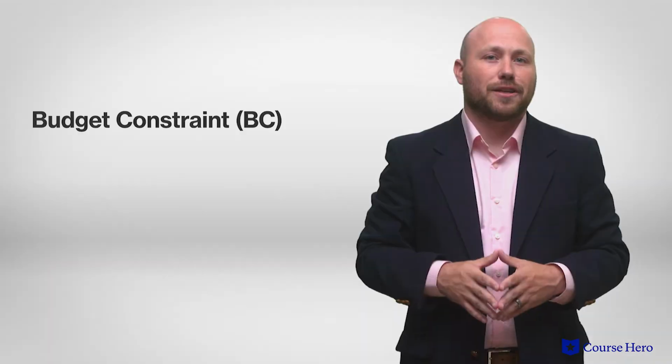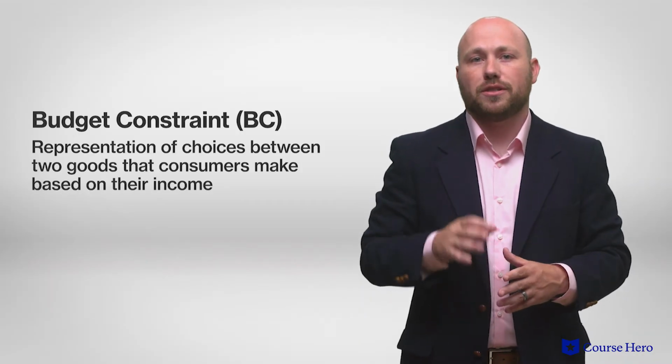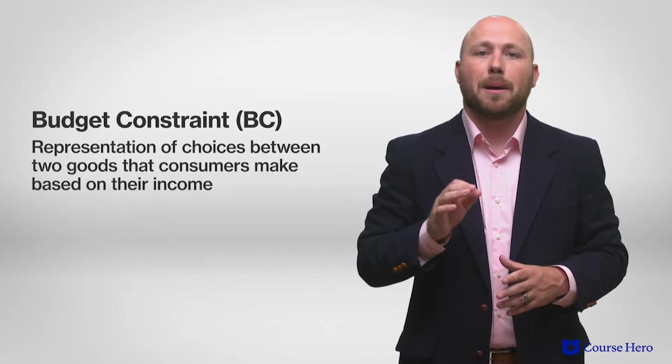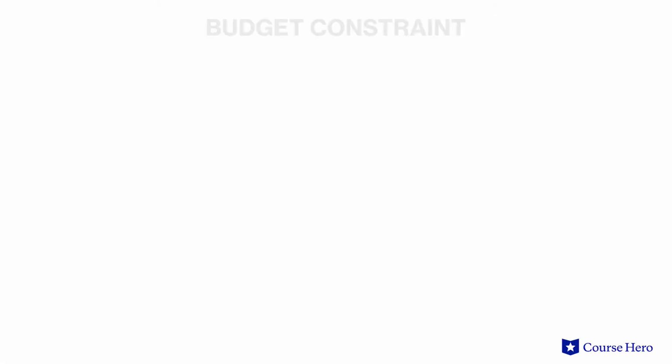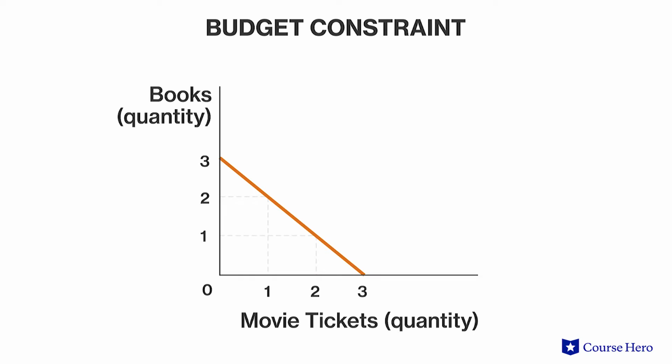A consumer's budget constraint is a representation of the choices between two goods that consumers make based on their limited income. In a simple world with only two goods, the budget constraint can be represented as a line graph. The endpoints of the budget constraint can be found by calculating how much of each of the goods the consumer can afford if all income is spent on that particular good.